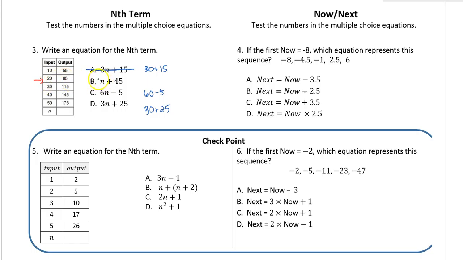If we plug in 20 for n, we get 20 plus 45, which is 65. But we want 85, so we are going to eliminate B. For C, if we plug in 20, 6 times 20 is 120, minus 5 is 115. That's not what we want though. We want 85. So C is not going to work. Let's try D. 3 times 20 is 60. Plus 25 would be 85. That works.